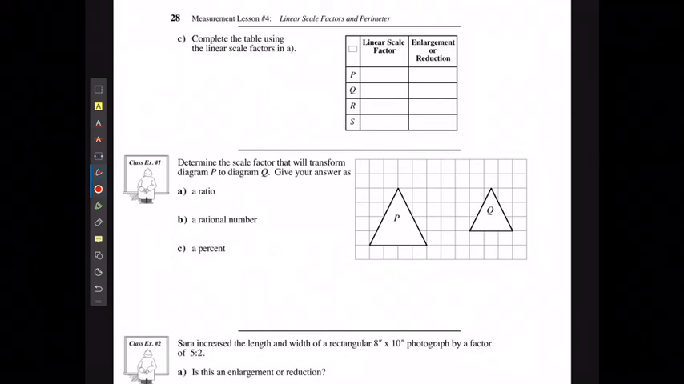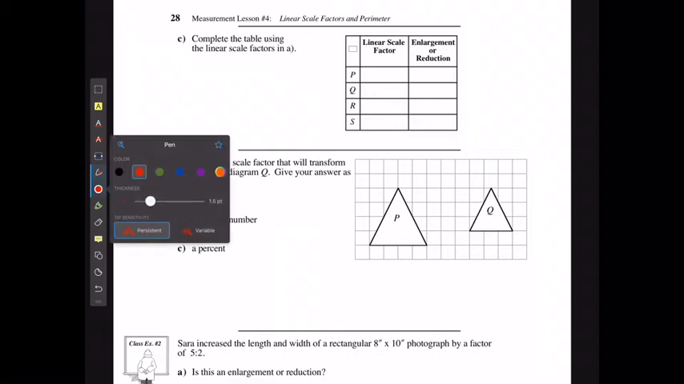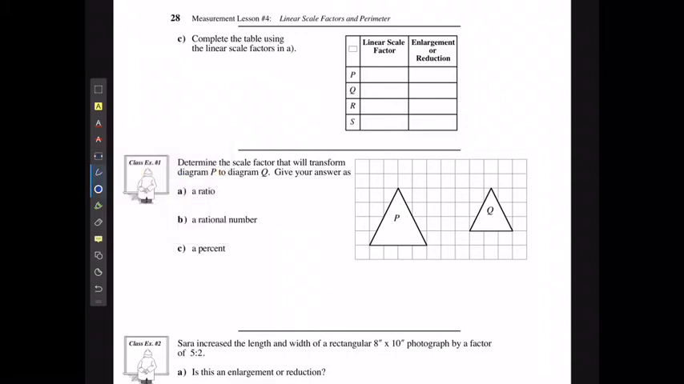If I'm completing the table using the linear scale factors in part A, then I'm going to say, well, P had a scale factor of 2. So this is going to be an enlargement. Q had a scale factor of 3. That is an enlargement. R had a scale factor of 1/3. It's between 0 and 1, so that is a reduction. And S had 2/3. That is also a reduction.